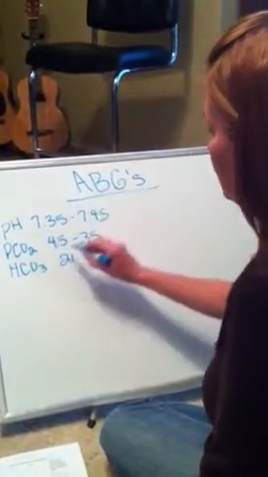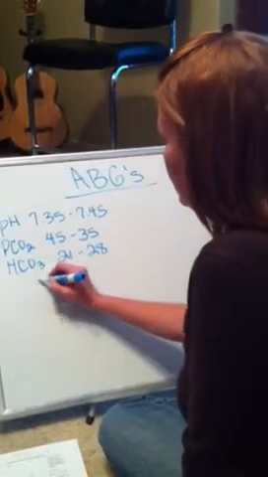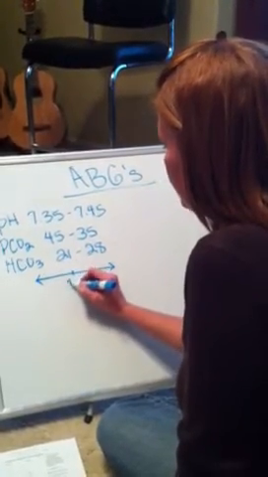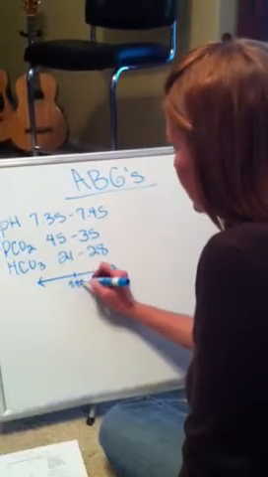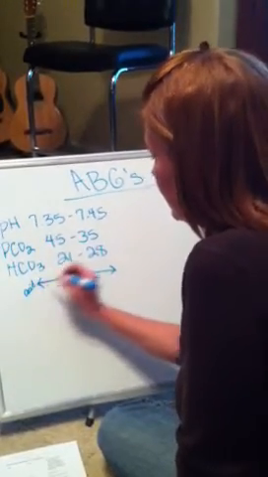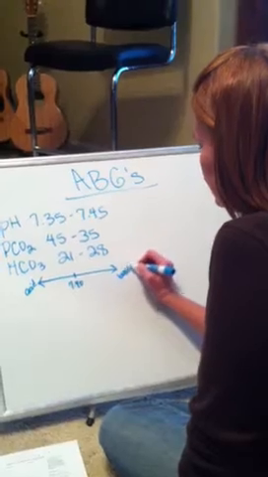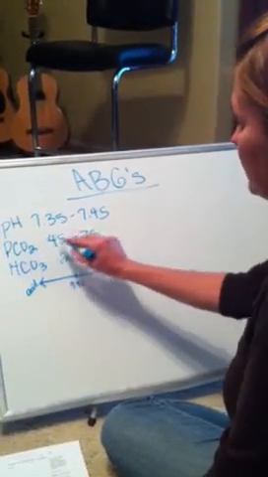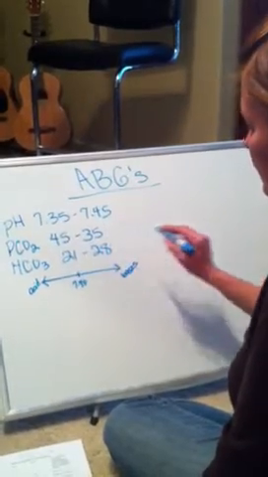Okay, so if you write it like this, underneath you can write a little continuum down here, and in the middle is 7.4. These are acids, these are bases. And that's why you have to switch the CO2, because this is basic, this is acidic, and this is basic.